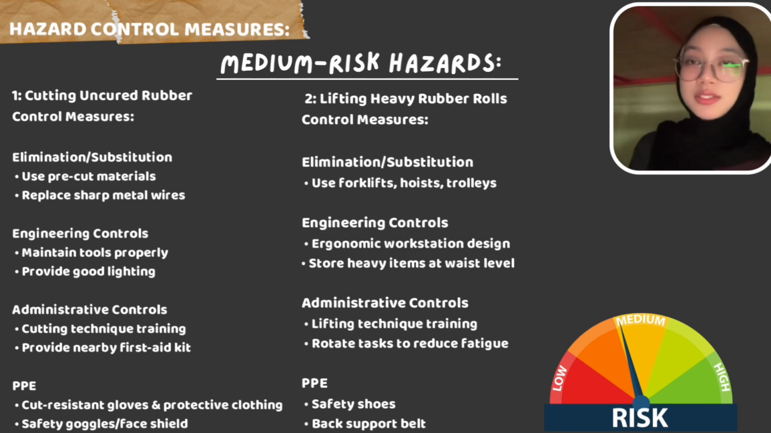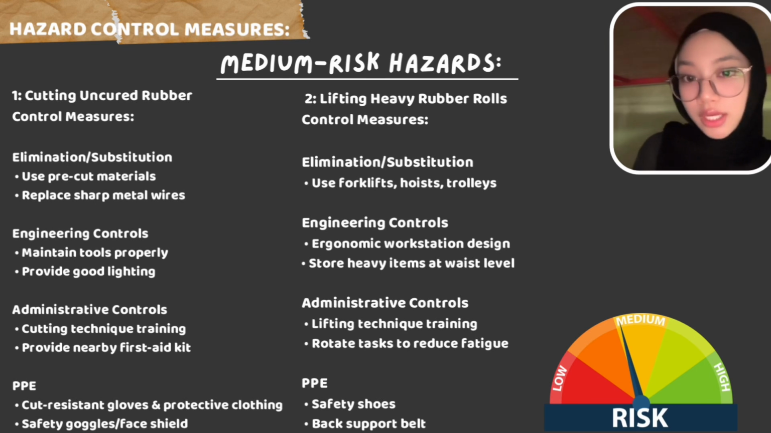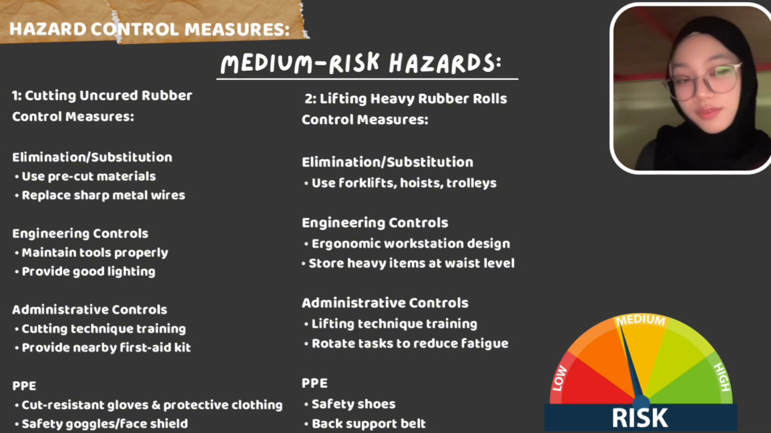For engineering controls, tools must be maintained properly to ensure they function safely. Good lighting is also provided so workers can see clearly while cutting. Next, for administrative controls, workers receive training on the proper cutting technique. A nearby first aid kit is also prepared to ensure quick action in case of minor injuries. Lastly, PPE includes cut-resistant gloves and protective clothing to prevent cuts. Safety goggles or face shields are used to protect the eyes from flying particles.